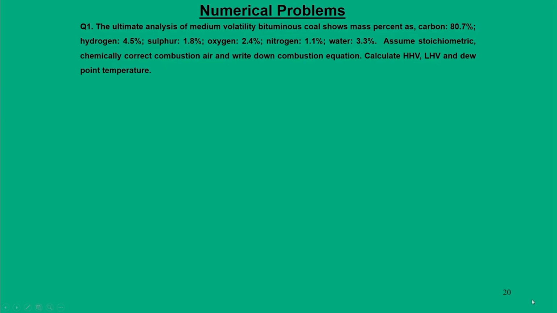Then we can recall the Dulong formula, which says HHV is equal to 14,600 C plus 62,000 (H minus O by 8) plus 4050 S. By looking at these percentage numbers, we can get HHV equal to 33.6 megajoule per kg. Now, we also require LHV and dew point.